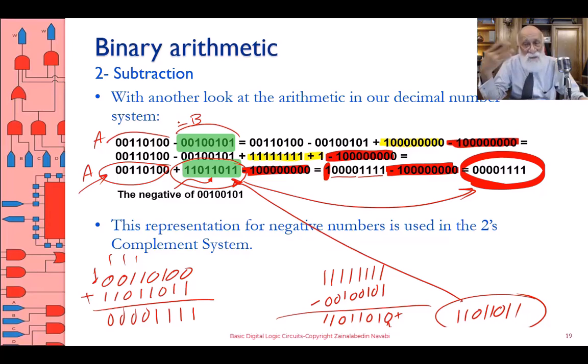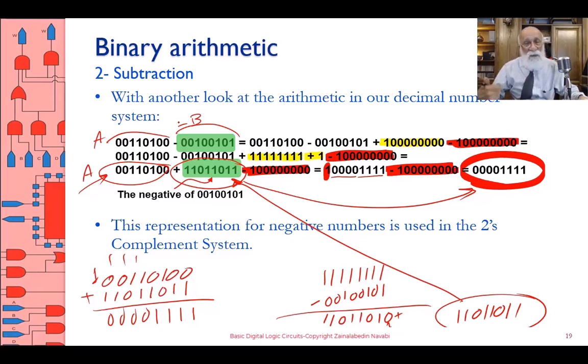So we reached a procedure. The procedure is the following. Instead of subtracting, turn B into its twos complement representation. How do we do this? Complement all the bits, add a 1 to it. And then perform addition. If you get an extra bit to the left, just drop it, forget it. Okay?